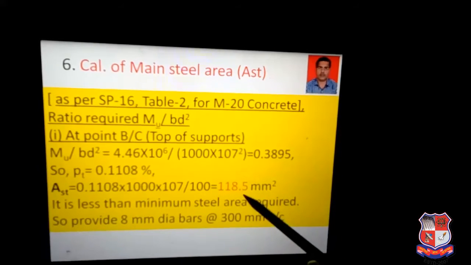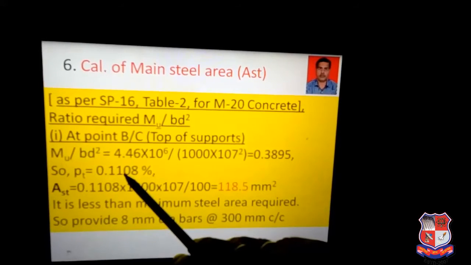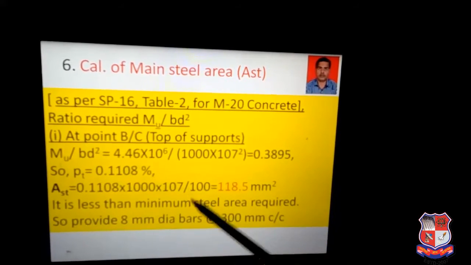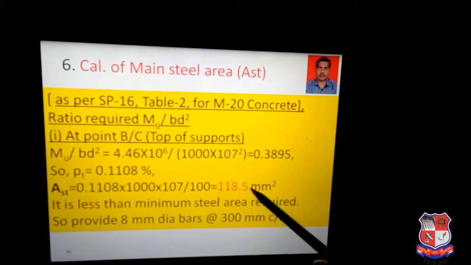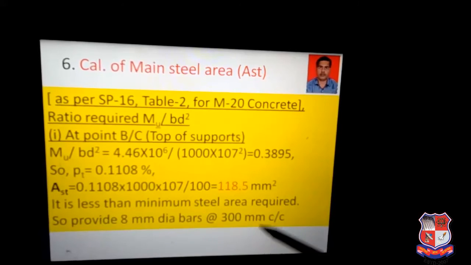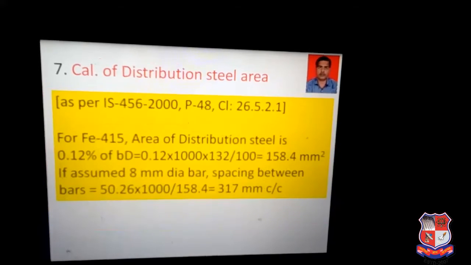Now this is again less than the minimum steel required 0.12%, this is only 0.11%. So we again provide the minimum steel required, that is 8 mm diameter bars at 300 millimeters center to center. So this way we have calculated all main steel areas for all the critical points in the continuous slab.